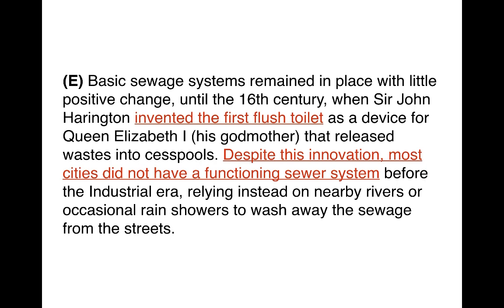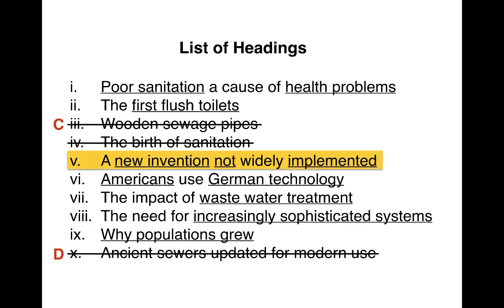In other words, this new invention wasn't used anywhere else. It was only for Queen Elizabeth I. So that answer, a new invention not widely implemented, not widely used, is correct. But let's just check quickly why heading number 2 is wrong, the first flush toilets. Well, the first thing that maybe you noticed, you might have been lucky getting the correct answer because of this S. Toilets weren't mentioned, it was just one toilet made for the Queen. That could be one way that you got the correct answer.